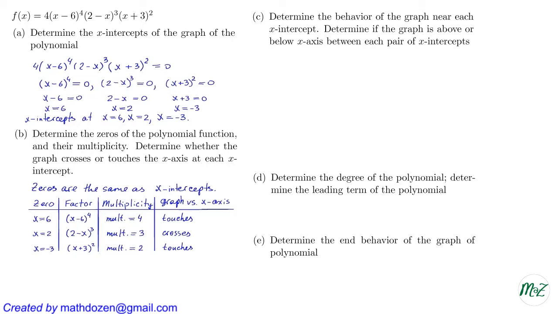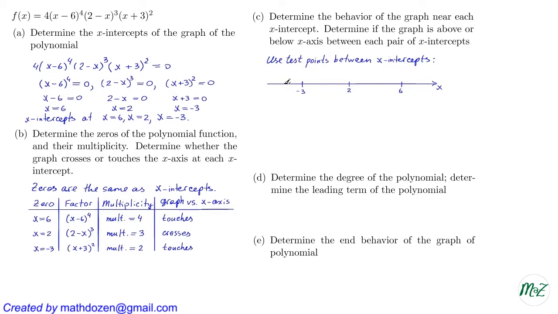So if we look at the third question: what happens to the graph near each x-intercept? And what happens in between each pair of x-intercepts? So we're going to use some test points between x-intercepts to figure out what happens. So we're going to put the existing x-intercepts in sequence. So we have x equals negative 3, x equals 2, and x equals 6. So now we're going to be choosing test points in between those x-intercepts.